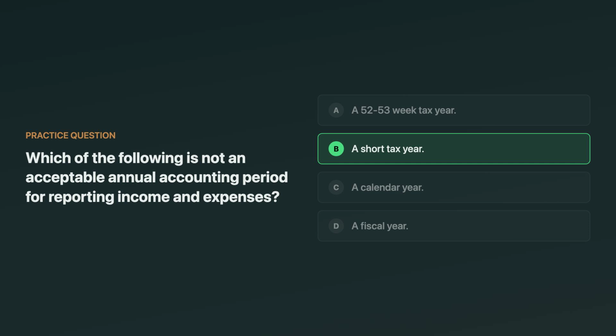The correct answer is a short tax year. A short tax year is under 12 months, so it's not an acceptable annual accounting period on an ongoing basis. It usually happens in the first or last year of an entity, or when changing accounting periods with IRS permission. The tempting wrong answer is the 52 to 53-week year, but that can be a valid fiscal year method.